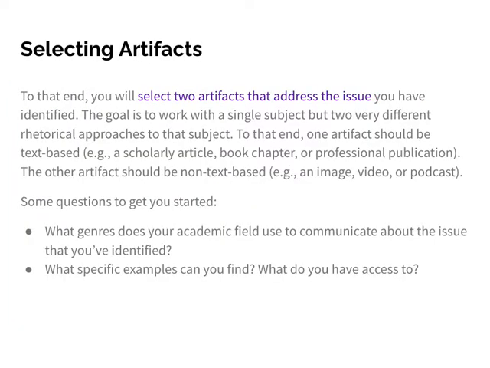To that end, students will select two specific artifacts that address the issue they have identified. As I already mentioned, one artifact should be text-based, the other should be non-text-based. The goal is to work with a single subject, but two very different rhetorical approaches to that subject. A good place to start is to think about what genres, or a composition's kind, category, or sort, students' academic fields use to communicate about the issue. From there, students can search for specific examples that they can analyze.